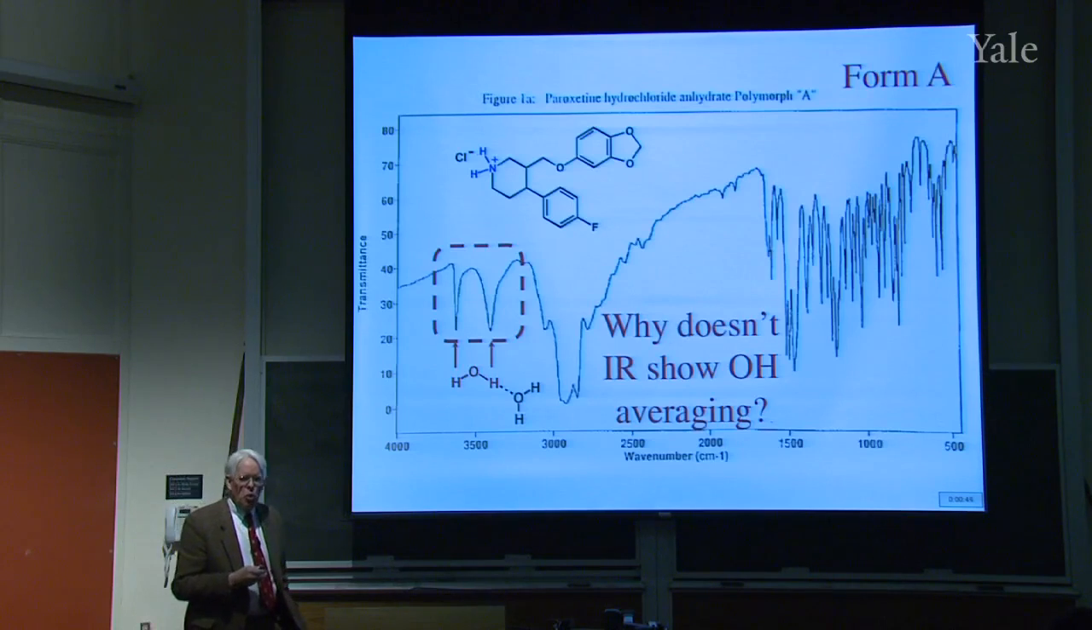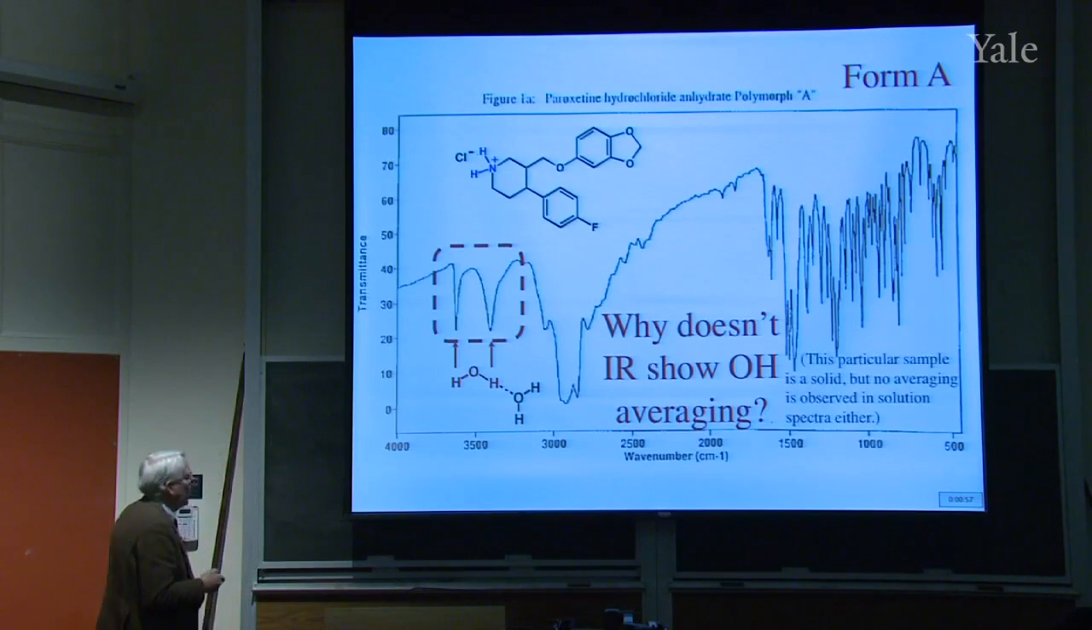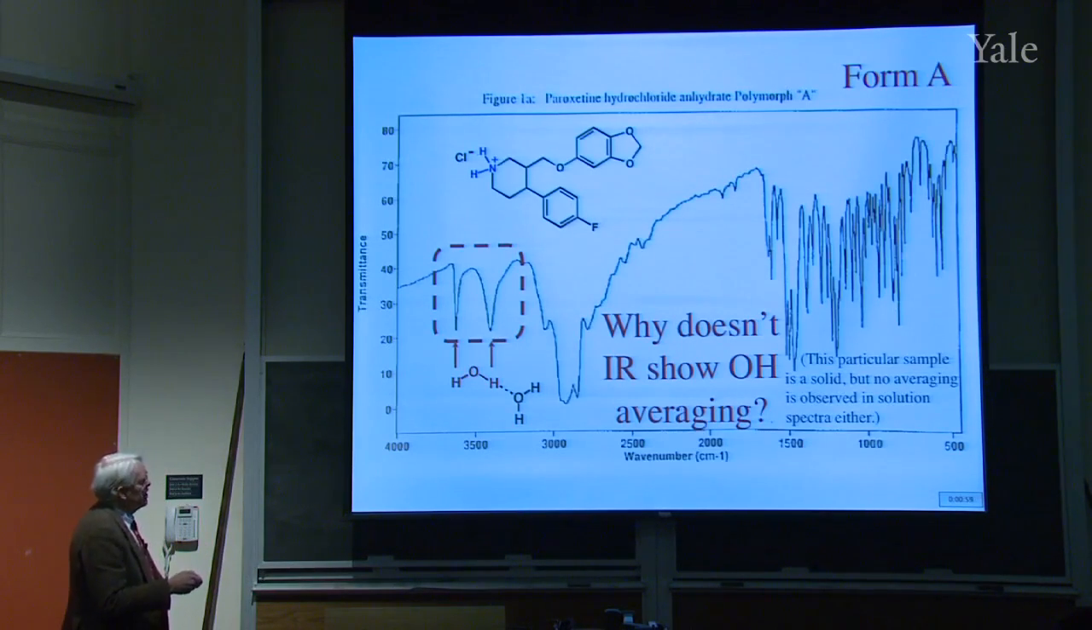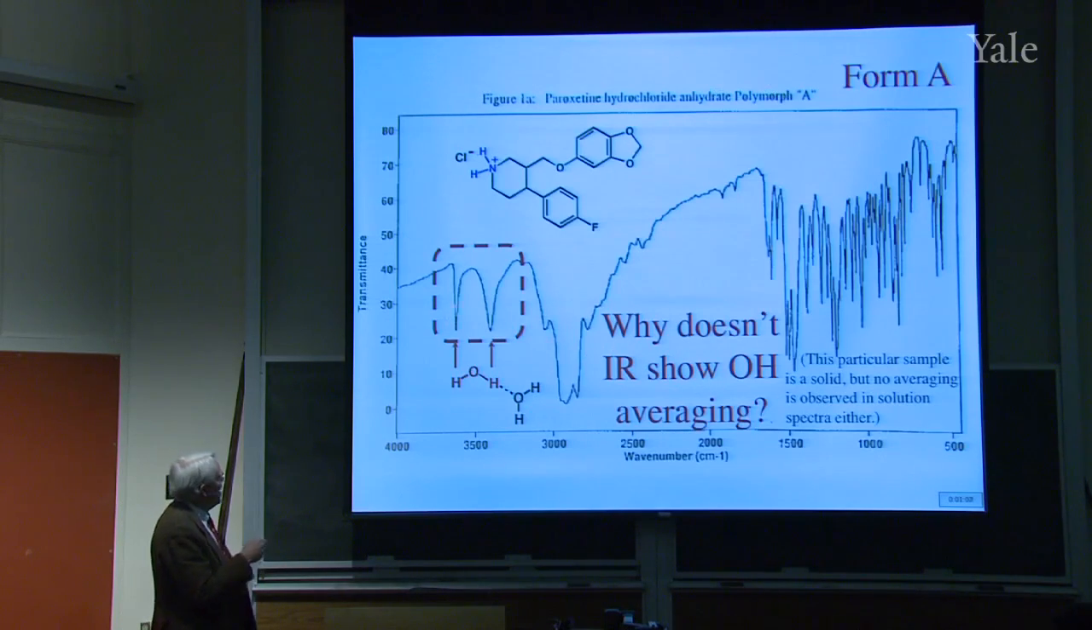Another question is, what's fast? How fast does it have to be to see a blur or to see the average as a sharp average rather than to see the two distinct things? Okay, now, this particular sample is a solid, so you could imagine that these are held in place by the surrounding molecules, right? But you see the same effect in solution, so that's not the difference.